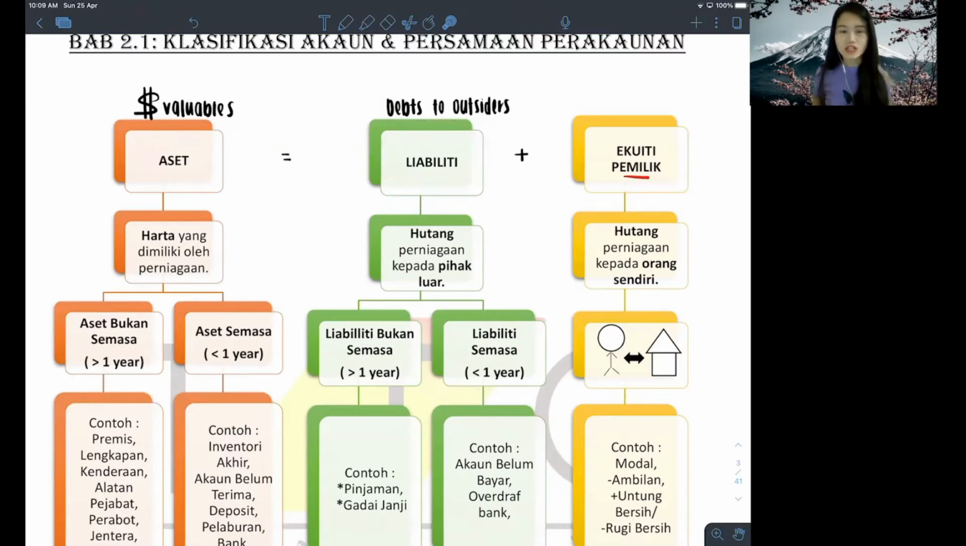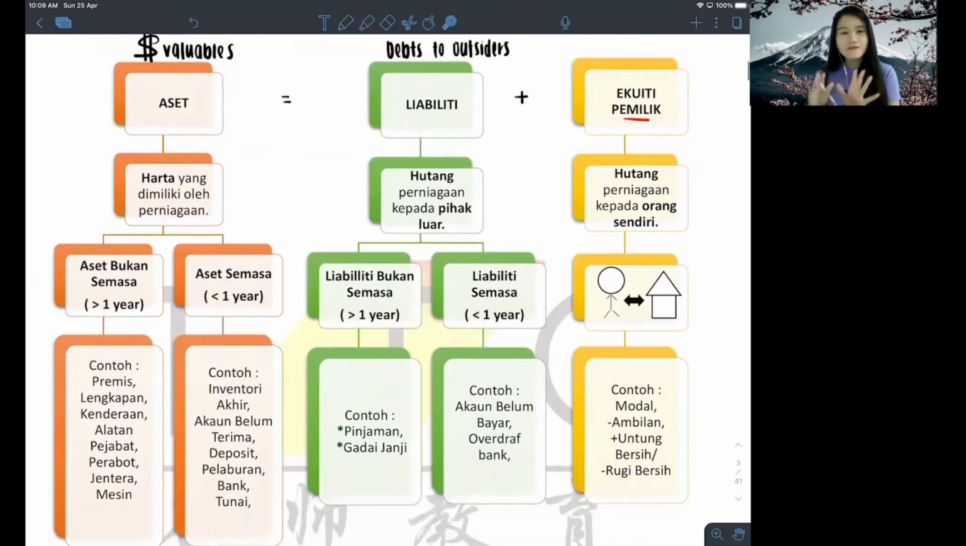So this is the equation. A equals to L plus EP. It's very important because no matter which chapter you're doing in your form 4 and even form 5, you will still use the formula A equals to L plus EP. So you gotta memorize this like very well. Okay. Now we finished talking about the klasifikasi of ALEP and the definition already.